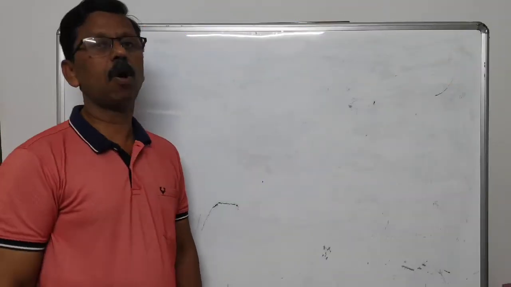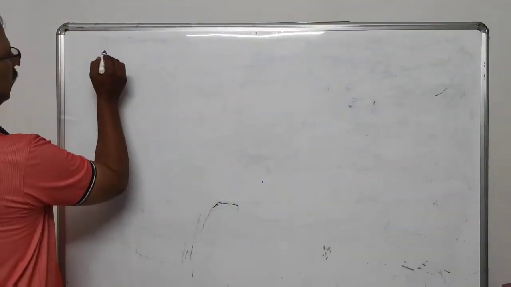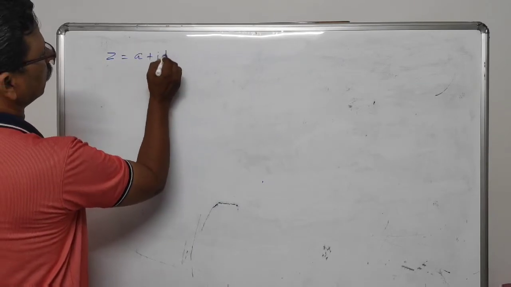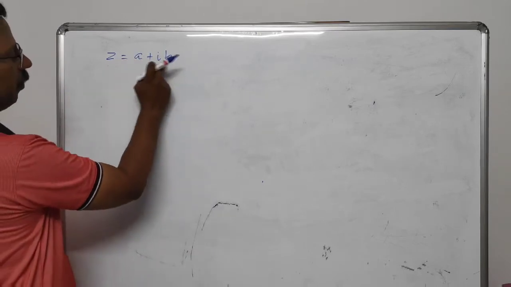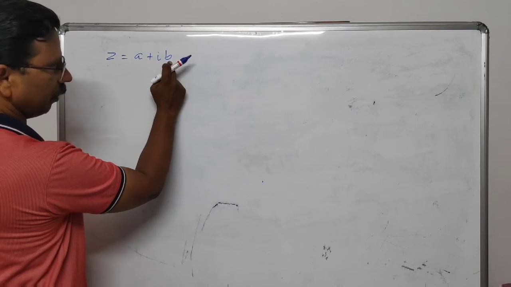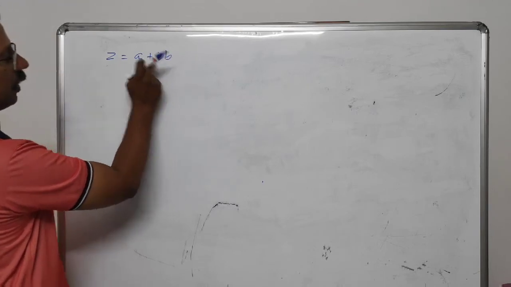Now this is the definition of a complex number. Now let us represent a complex number in different forms. Let us consider the complex number z is equal to a plus ib. This a plus ib is a complex number. This a is called the real part and b is called the imaginary part, and this i is called the imaginary unit.